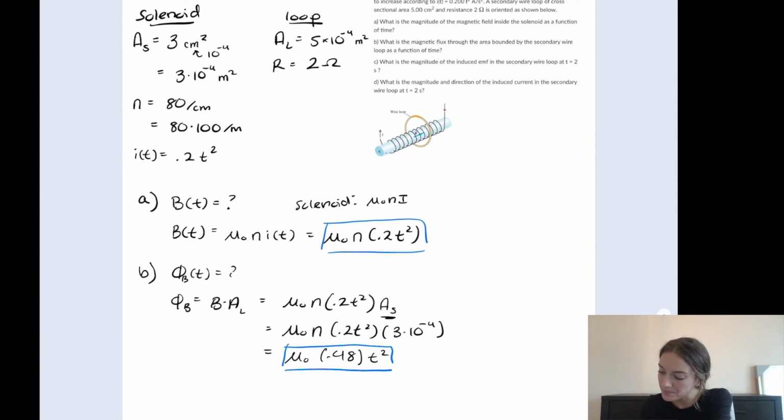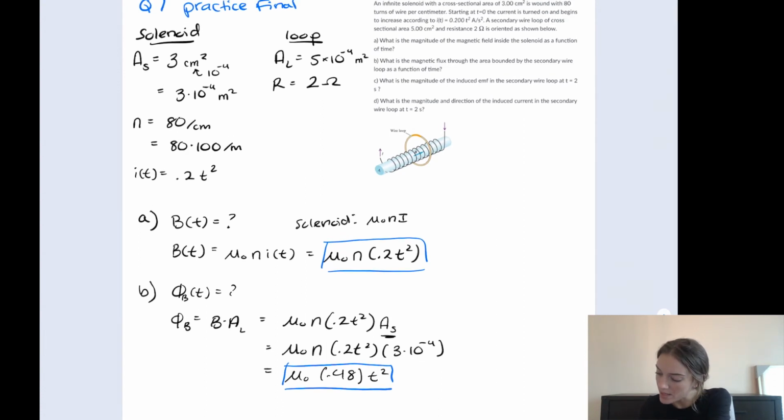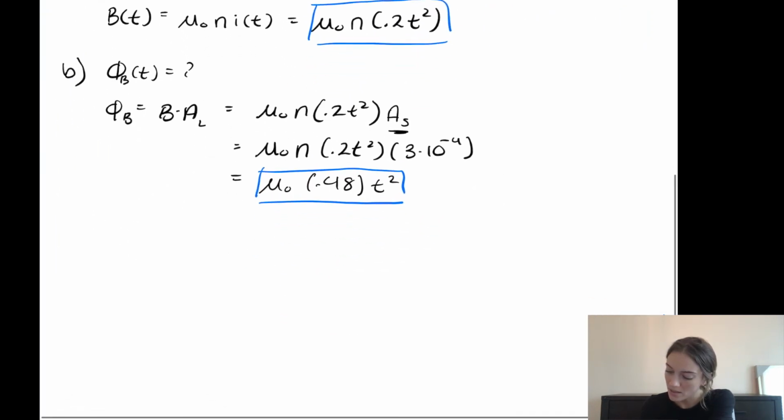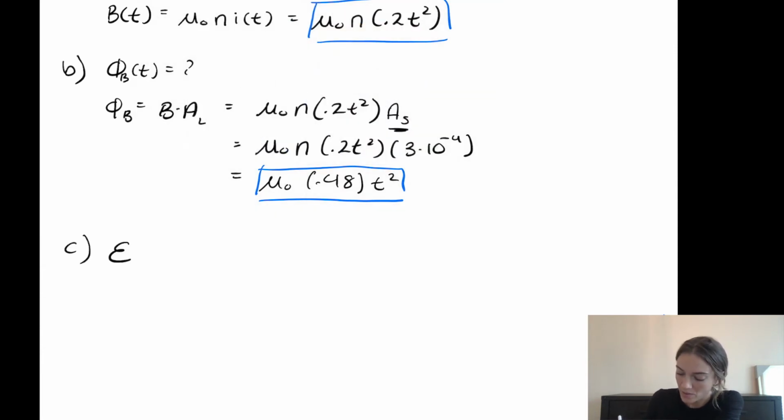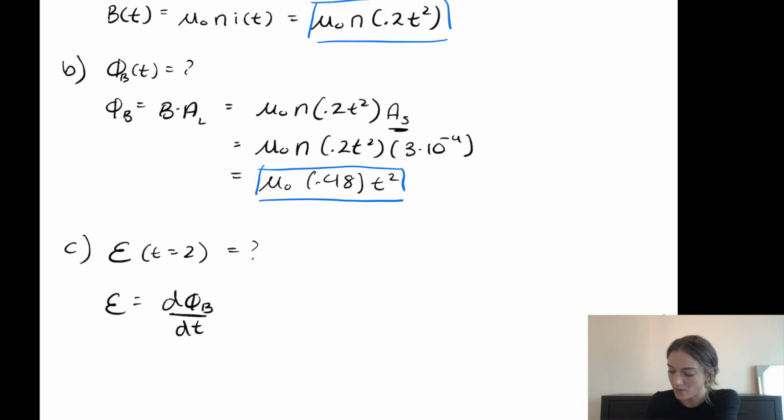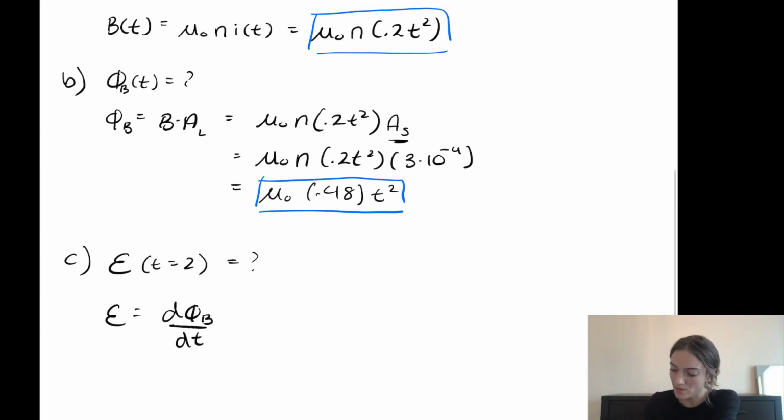And then for part C, what is the magnitude of the induced EMF in the secondary wire loop at t equal to 2 seconds? So we need the induced EMF. So we want the EMF at t equal to 2 seconds. So the first thing we want to do is find the EMF, obviously. So the EMF is the derivative with respect to t of the flux, and we already found the flux. So the flux is just this. So all we have to do is just take the derivative.